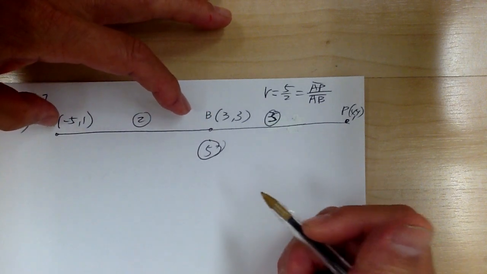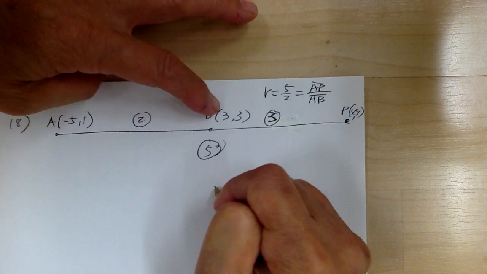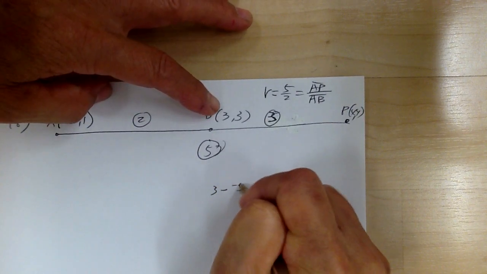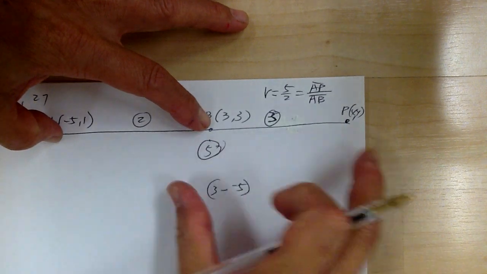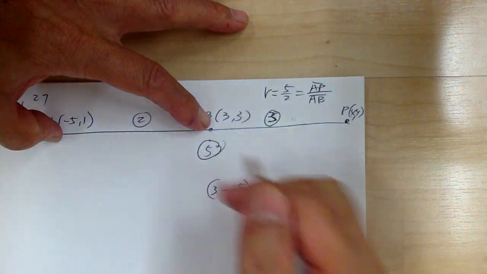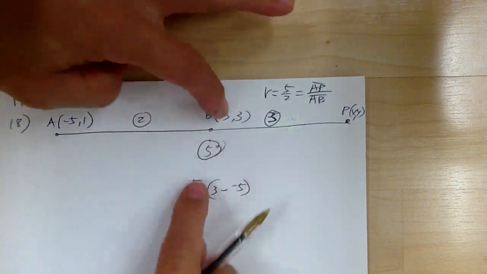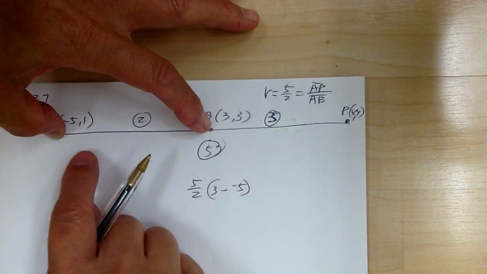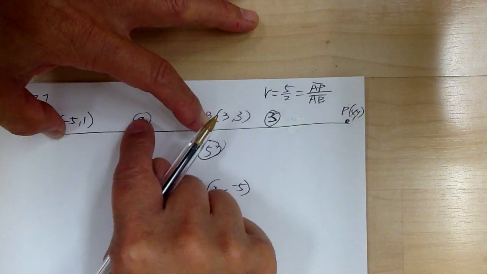So you're going to get 3 minus negative 5. So that is this distance over here. But to get this whole thing, you have to times it by 5/2. You have to times by r. So again, this minus that is only this. But you need to get this whole distance. So this whole distance is 5/2.